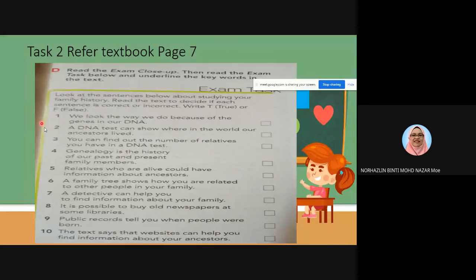Boleh check jawapannya? Tak ada. Okay, number 1 is true. Number 2 is true.